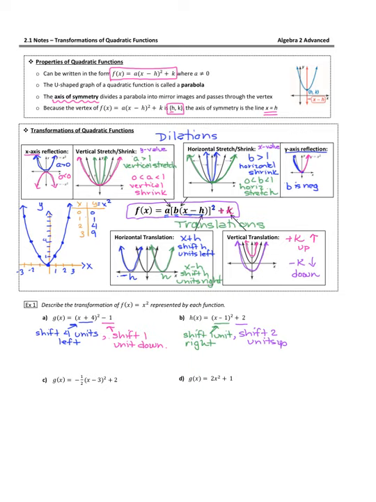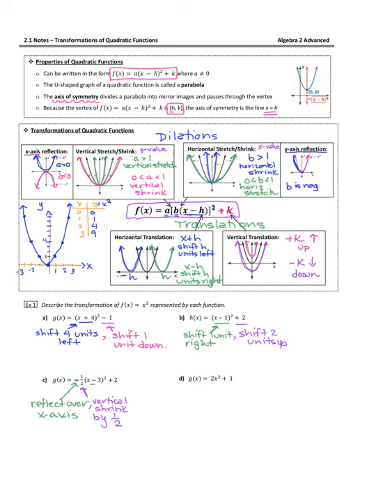And then down here in example C, we got a little more going on. Notice we have an A that's negative now, so that's going to reflect over the x-axis. And the 1/2 is also outside the parenthesis, so that's going to be a vertical dilation, and let's say a vertical shrink by a factor of 1/2.